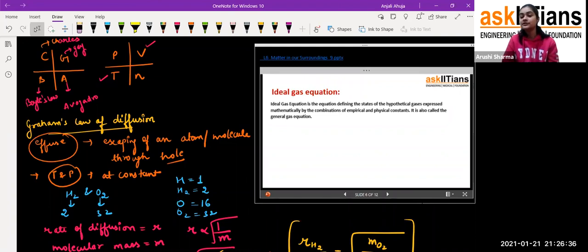So what's the ideal gas, student? The ideal gas is one which can follow each and every law that we are studying from the starting, Charles's law, Boyle's law, and all these laws. So we can't say that any such gas exists. The ideal gas equation is the equation defining the states of hypothetical gases. Hypothetical means we can just imagine them, they are not real. The ideal gas equation defines the state of hypothetical gases, expressed mathematically by a combination of equations, and we call it the ideal gas equation.